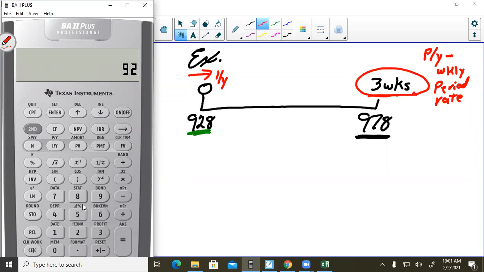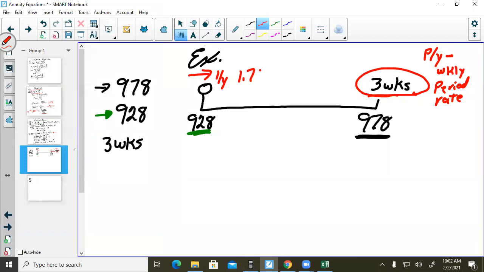The present value is 928. If James waits, he gets 978. So the interest rate they're charging him is 1.7647 a week. Okay. Does that sound bad?